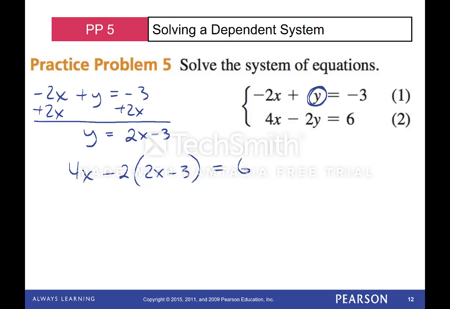And let's solve this one all the way down. So distributing the negative 2 here, let's look, 4x on the outside. Negative 2 times 2 is negative 4, so negative 4x. And negative 2 times negative 3 is positive 6.